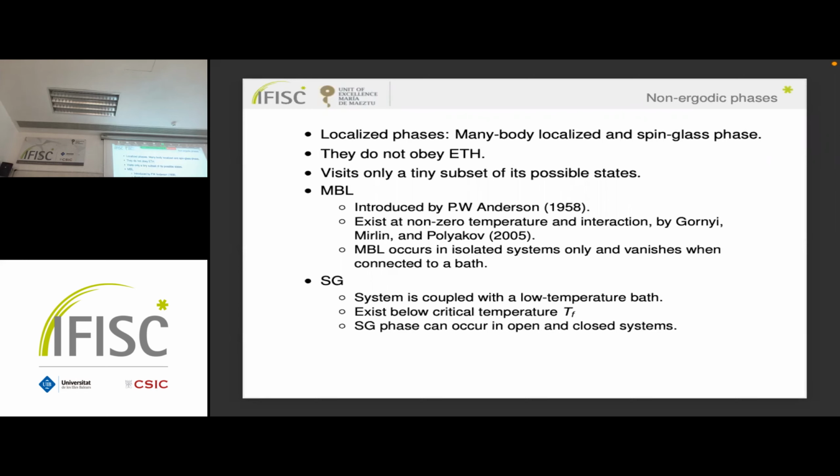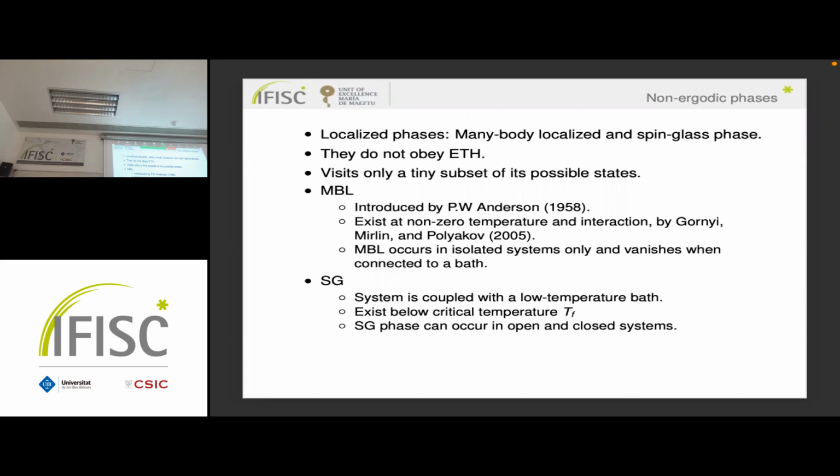As a result, the particles are restricted. So the basic question that one can ask is, if we tune some interaction between these particles, will the MBL phase still persist, or will it vanish? And in 2005, a group of scientists proved that for non-zero temperature and some degree of interaction, we still can have the MBL phase. While it is true that if the system is attached to a thermal bath, the MBL phase will vanish.